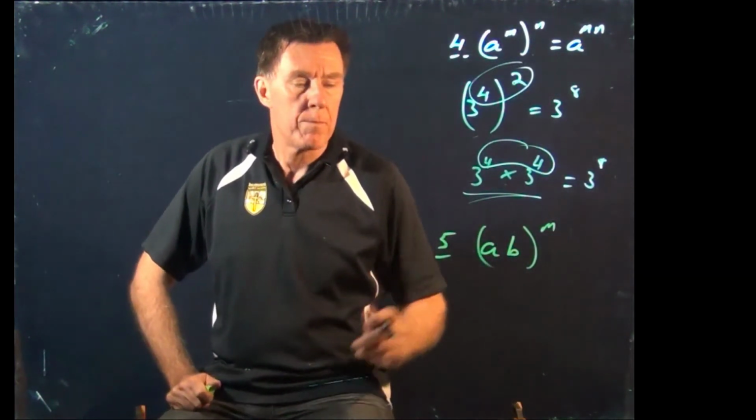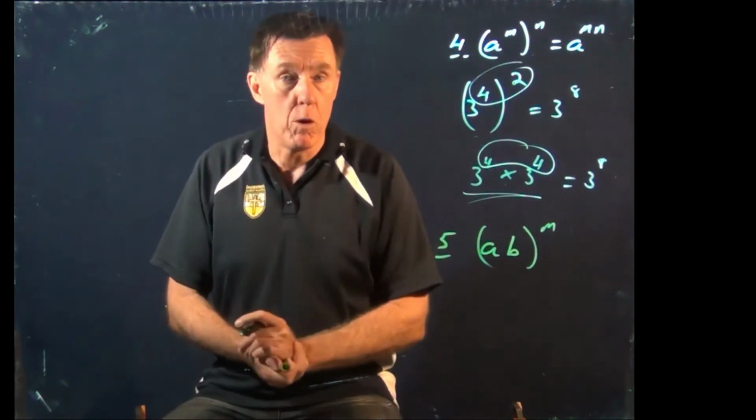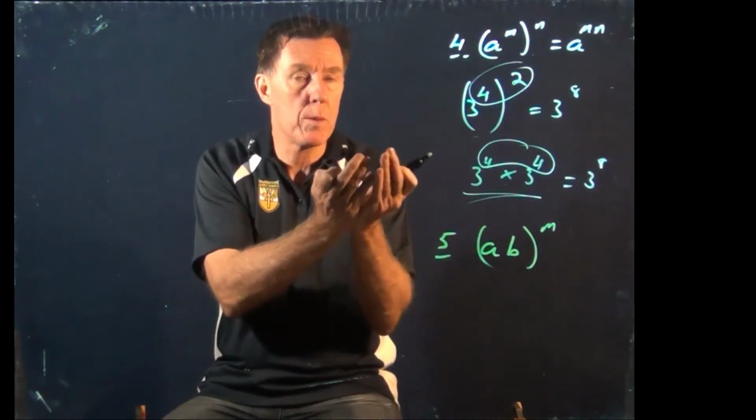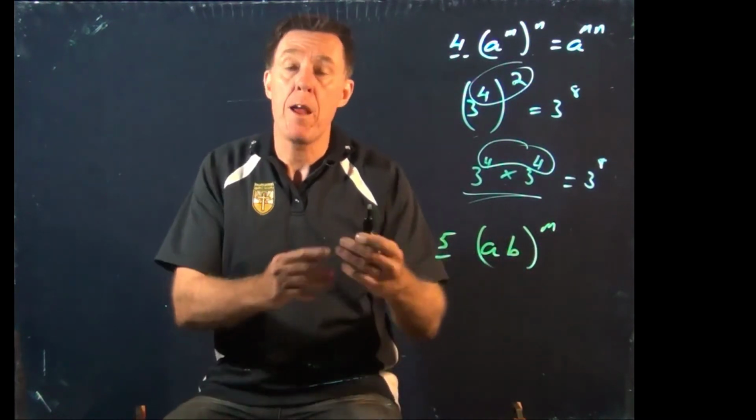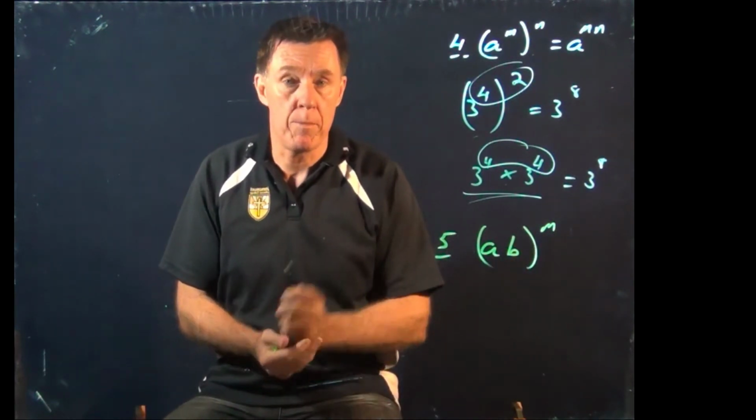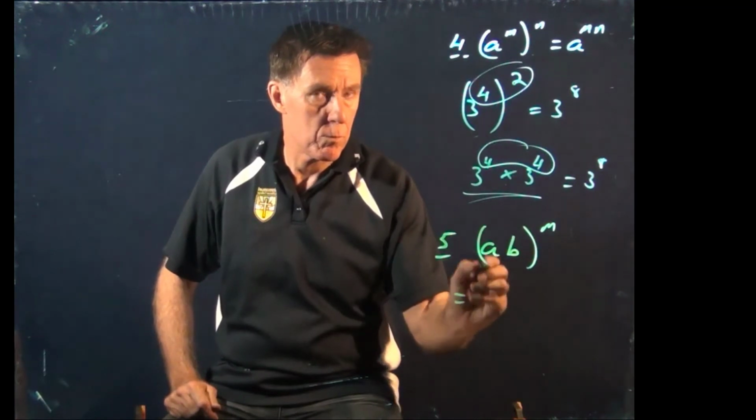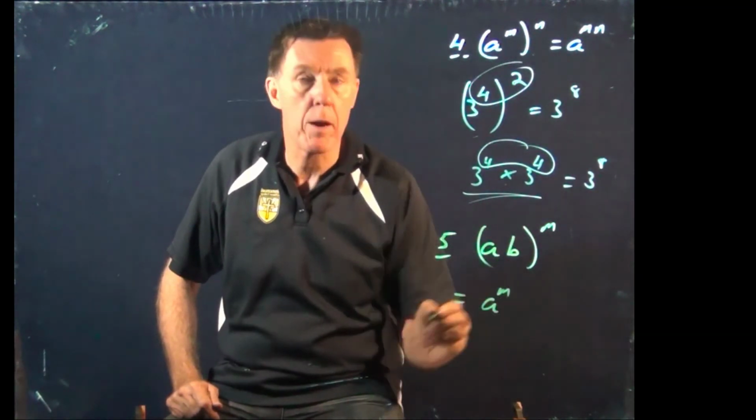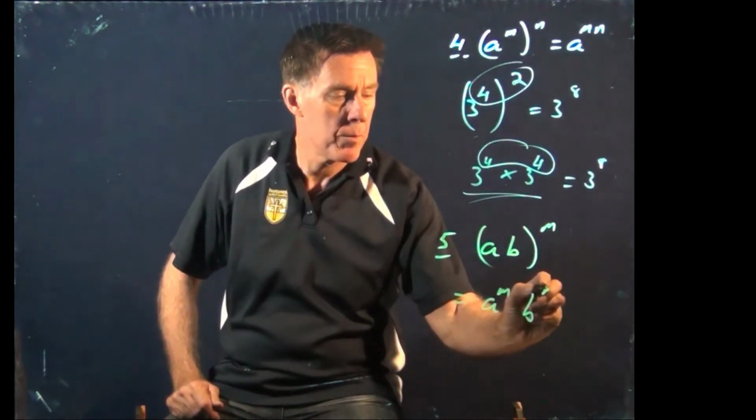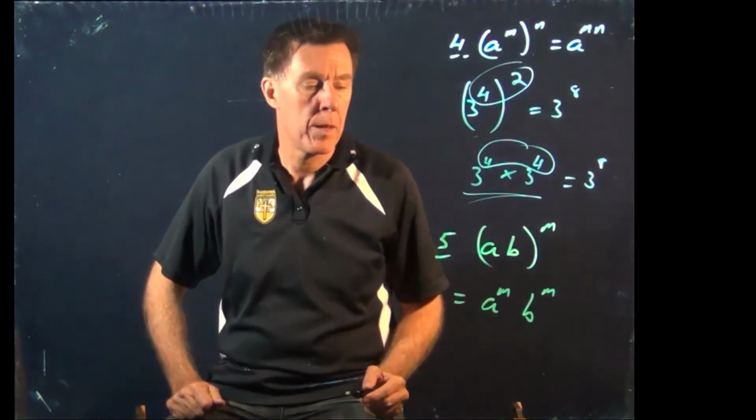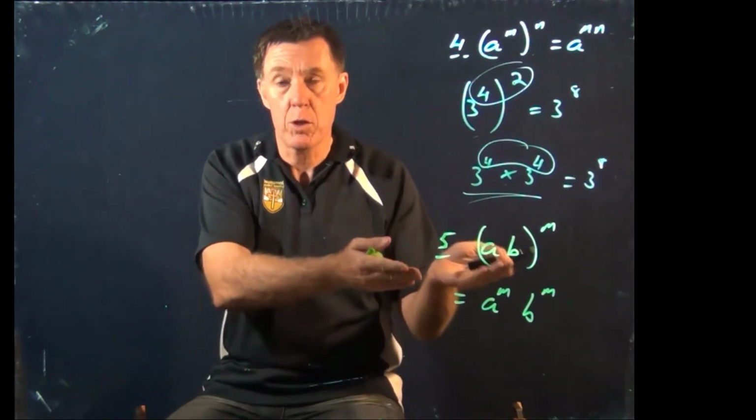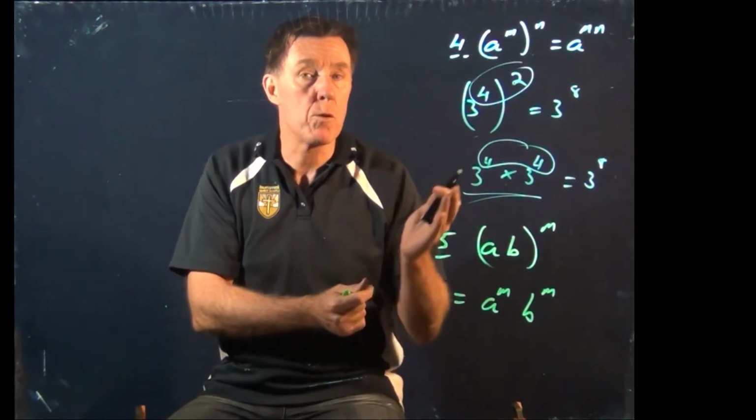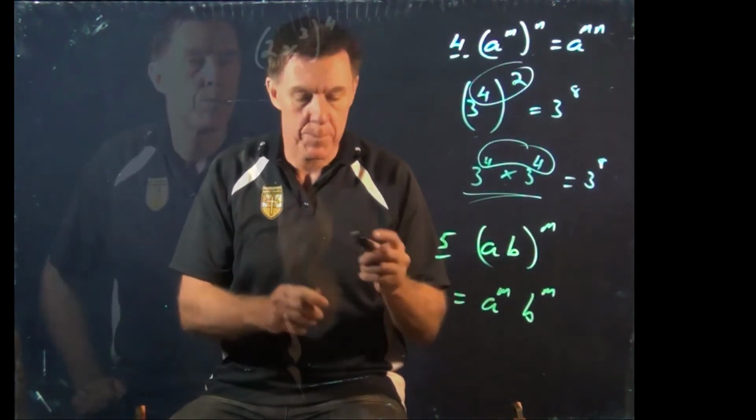In rule number 5, it's like the distributive law of indices. When you have two numbers located together inside a bracket, and that bracket is raised to a power, everything inside the bracket receives that power. So the rule would be the A receives the power of M, and the B receives the power of M. Let me give you some examples of how this works and doesn't work, because this is one that can cause a few troubles if you're not paying attention to what you're writing down.